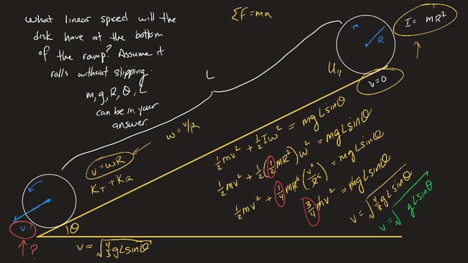The ring's slower, right? Where I had 4/3 for a disk, I have 1. 4/3 is bigger than 1. In fact, what if the coefficient of friction was 0? Would the object roll at all? No. How fast would it be going at the bottom if there's no rolling?